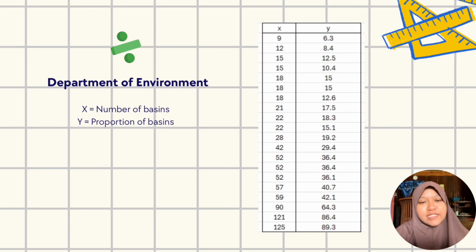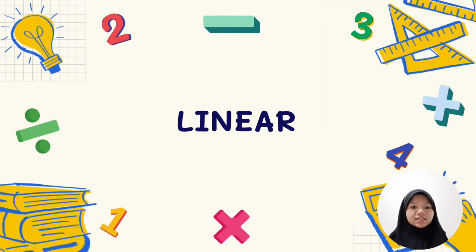So this is the data that we get from the Department of Environment. The X refers to the number of basins, while Y refers to the proportion of basins. Next, move to the linear function.